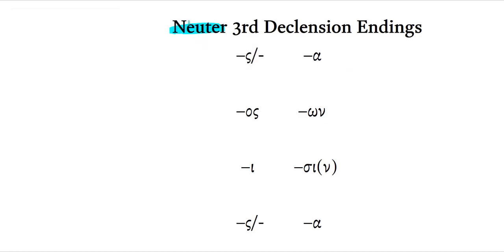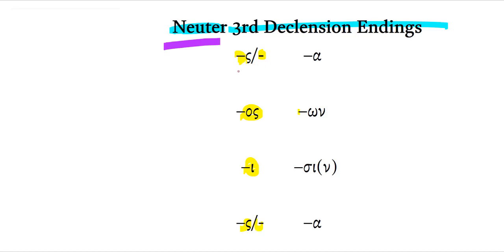Remember, there's a neuter set of third declension endings, and there's a masculine/feminine set. So this summarizes the neuter set of endings. Notice it can be a sigma or nothing, and then in the genitive an os ending, and the dative singular an iota. These yellow highlighted ones are singular. In the accusative, a singular or nothing.